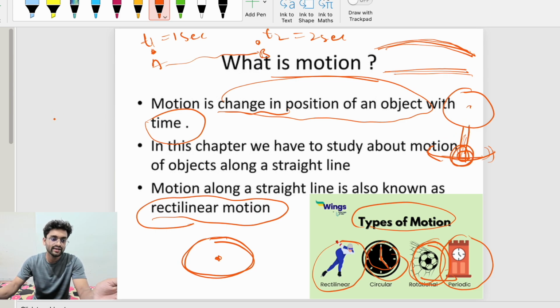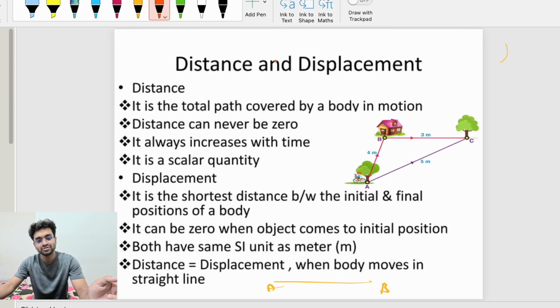Basically here we will get to know about straight line motion. So let's now understand the distance and displacement. Now let's understand distance. Distance is basically the path traveled by an object, or we can say the car.